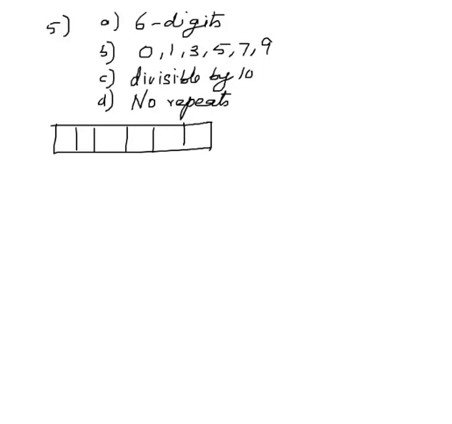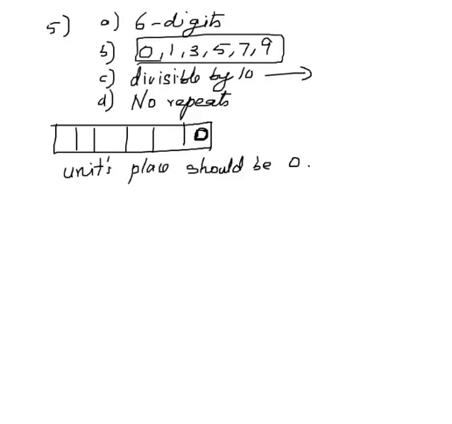We have to form a 6-digit number and it should be divisible by 10. So divisible by 10 means it should end with 0. So fix 0 in the last position, the units place. Units place should be 0. Then only it will be divisible by 10. Now the remaining 5 positions we have to fill in. Totally 6 digits are given. Already 0 has been fixed in the units place, so we have remaining 5 digits only.